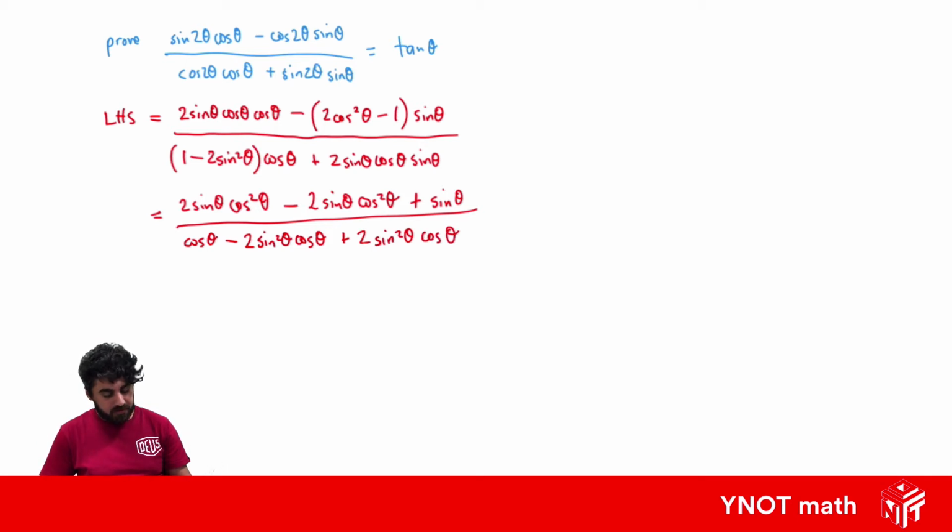After expanding, we can see we have some pretty nice things that we can do. We can see that 2 sine theta cos squared theta minus 2 sine theta cos squared theta will just cancel out. Then in the denominator, minus 2 sine squared theta cos theta plus 2 sine squared theta cos theta will also cancel out. And we're just left with sine theta over cos theta, which equals tan theta, which equals our right hand side.